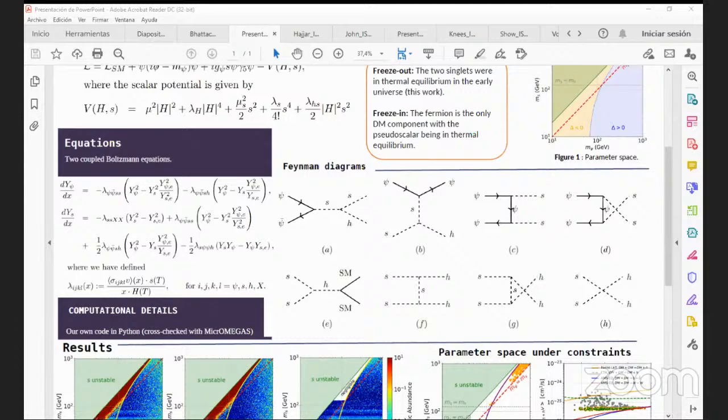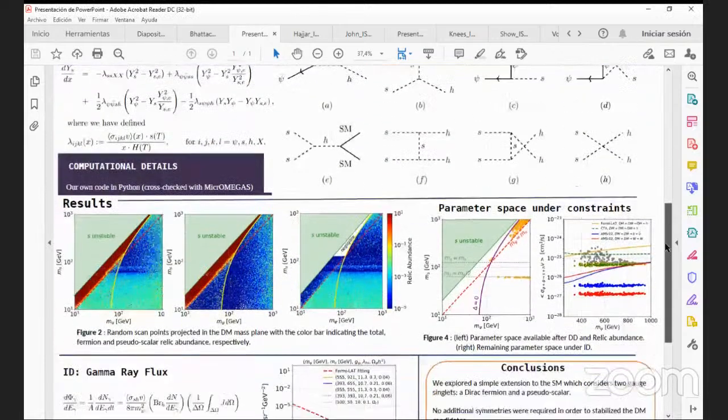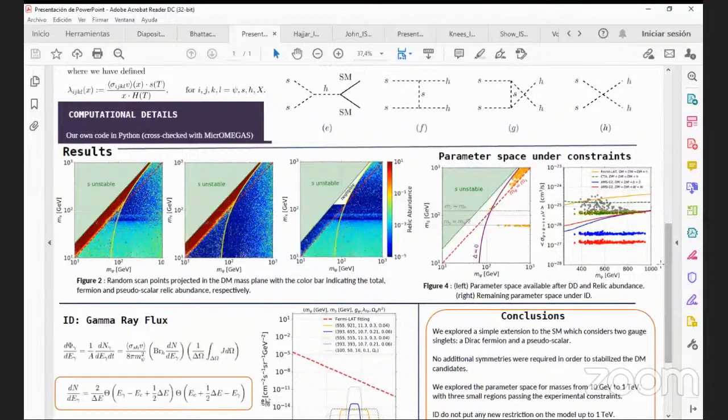So in below, can you scroll down, please? Our results are condensed in these plots. Basically, the three color plots that you see represent the relic abundance. It's a random scan that we did in the couplings and in the masses of the new particles, and we projected on this plane of masses.